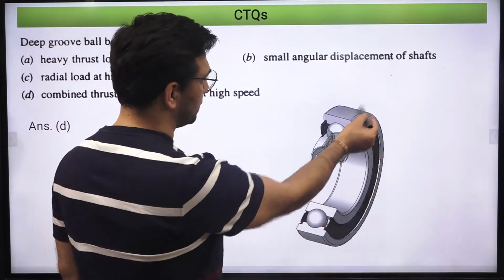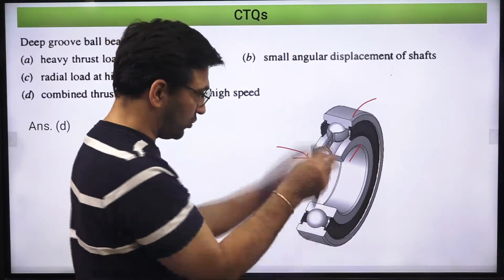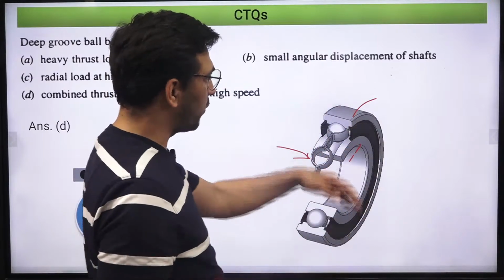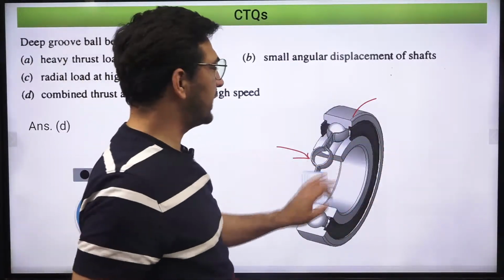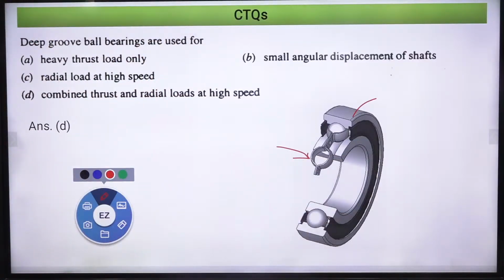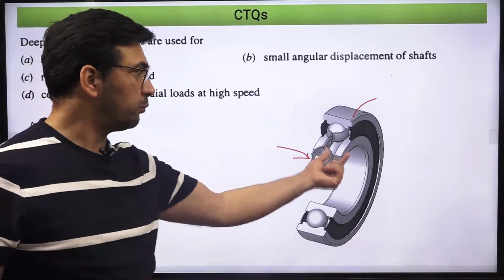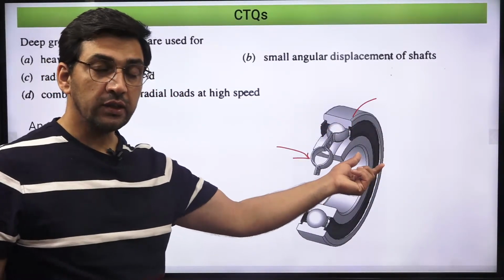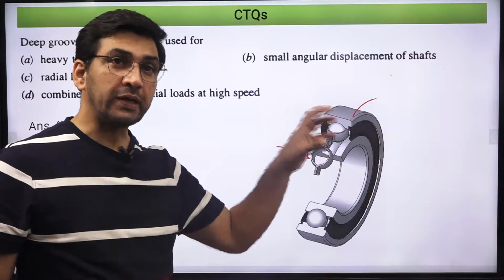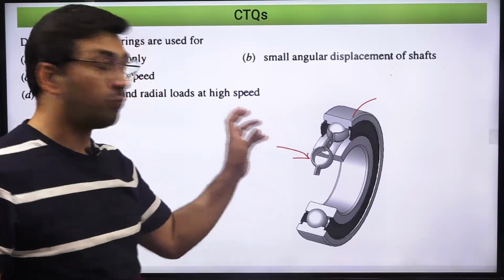All these different elements, for example, this is the outer race, this is the inner race, and this is the cage, or what we call a retainer. And these are the balls, having point contact. Since friction is less, I can run it at a relatively higher speed, right? These deep groove ball bearings can carry both thrust as well as radial load, but of moderate capacity.